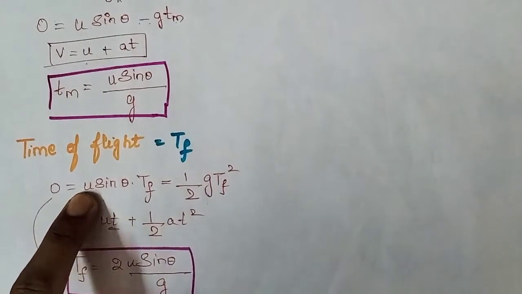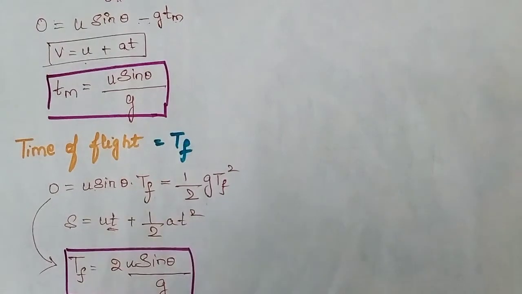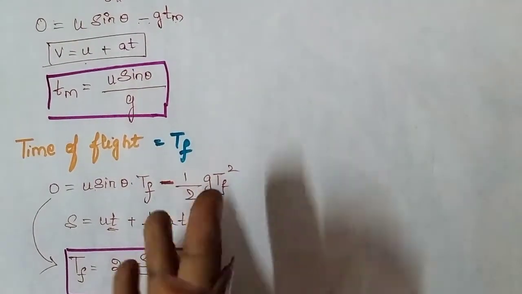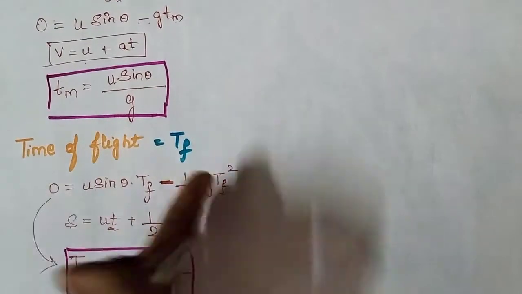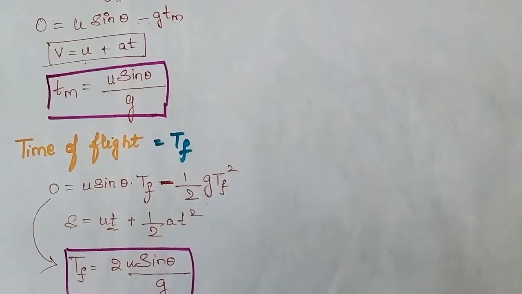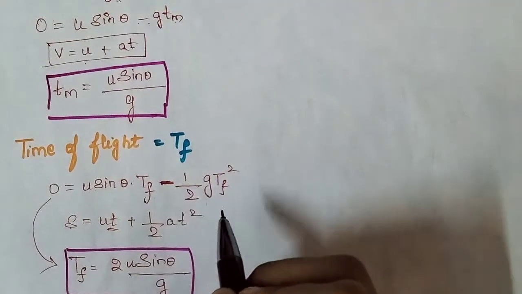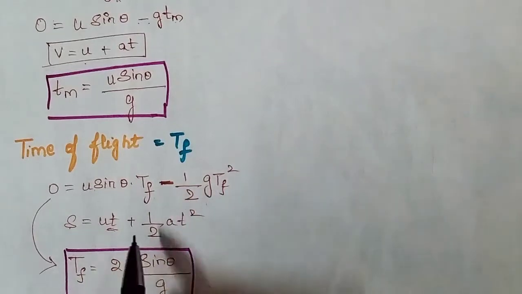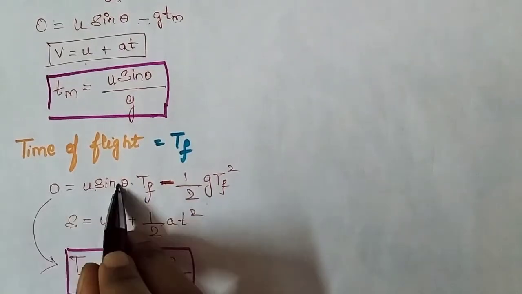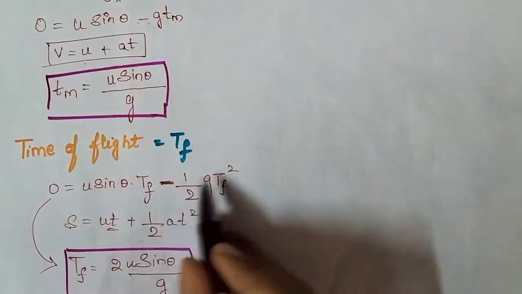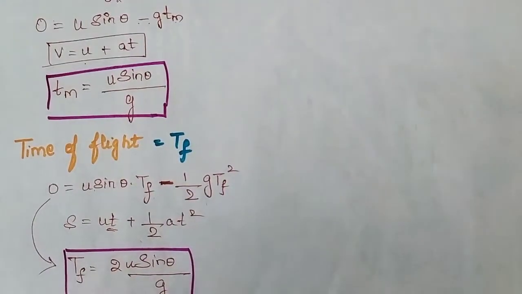This u sin theta and Tf remain over here itself, and I am taking this to the left side. This minus sign changes to plus, and half g Tf square. And then if we alter the equation, 2 goes up and the g comes down, and one t cancels, we get the final equation.